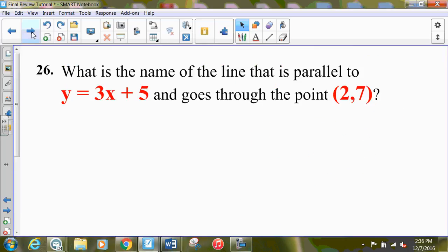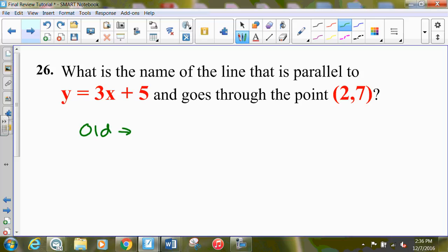What is the name of the line that's parallel to y equals 3x plus 5 and goes through the point (2, 7)? Well, we know that if two lines are parallel, that means that they have the same slope. So when I taught this, remember I said, okay, this is the old line. The old line is y equals 3x plus 5. And from the old line, we're going to steal the slope.